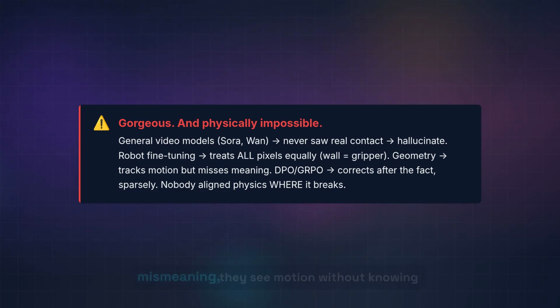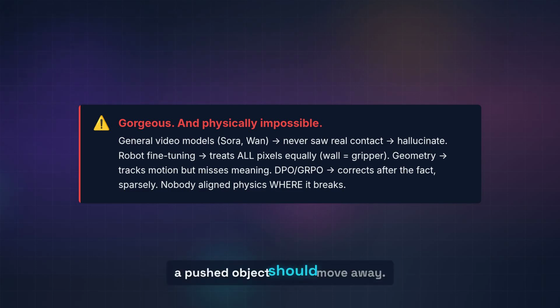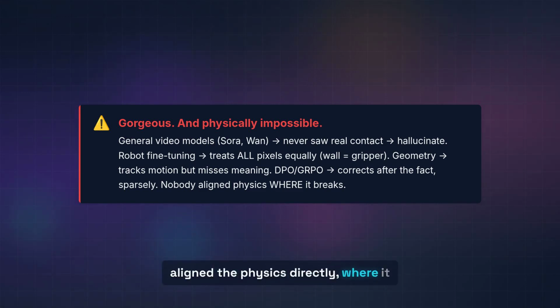Geometry methods track points but miss meaning. They see motion without knowing a pushed object should move away. And preference methods, DPO, GRPO, they correct after the fact, sparingly. Nobody aligned the physics directly where it breaks.